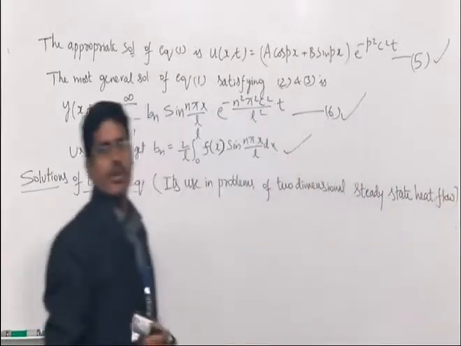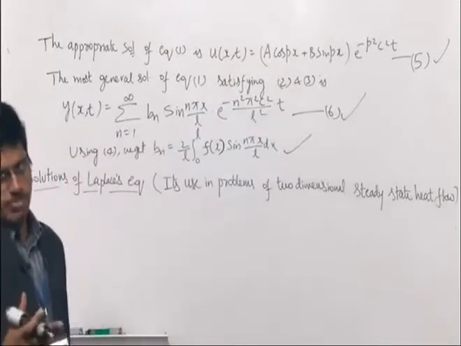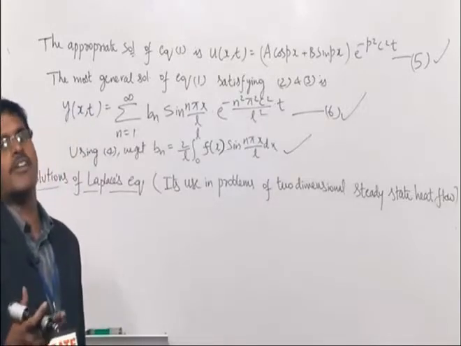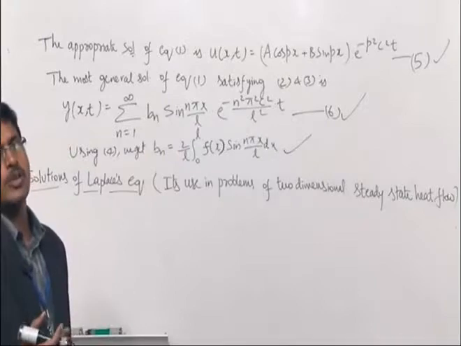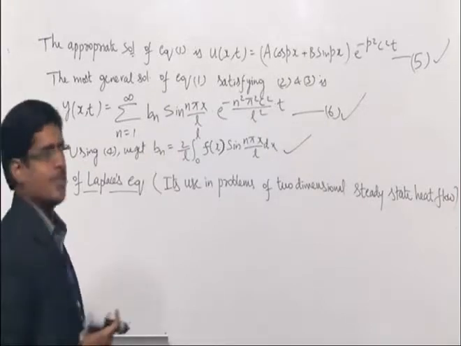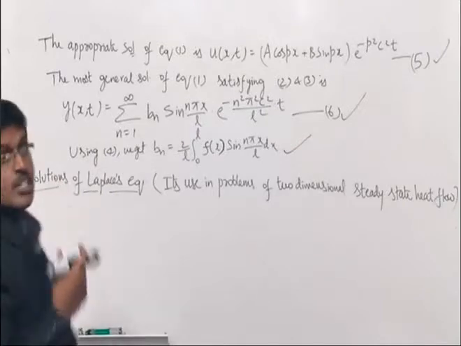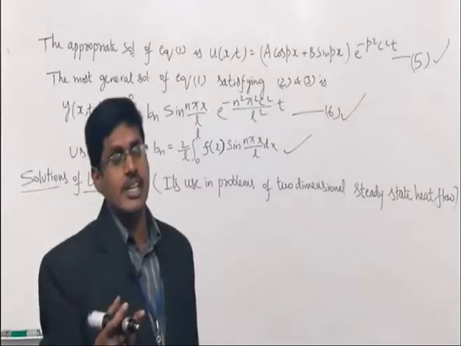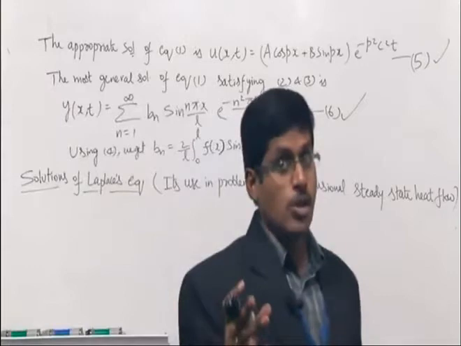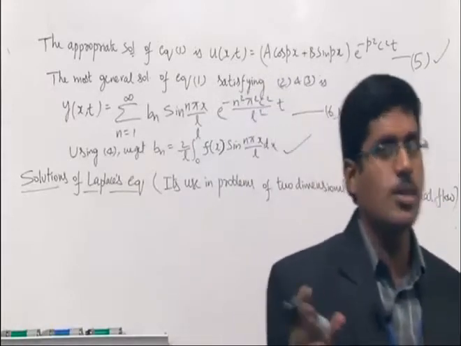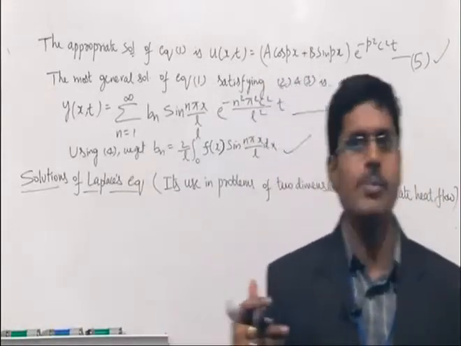Steady state heat flow. Steady state means that u, whatever the dependent variable is, is independent of time. Dou u by dou t, dou x by dou t, all these become 0. The previous problem was used in problems of one-dimensional unsteady state heat flow. The previous one is the 1D heat equation, unsteady state heat flow, where dou u by dou t is there, that is, dependent on time. In this one, it is independent of time, steady state flow.